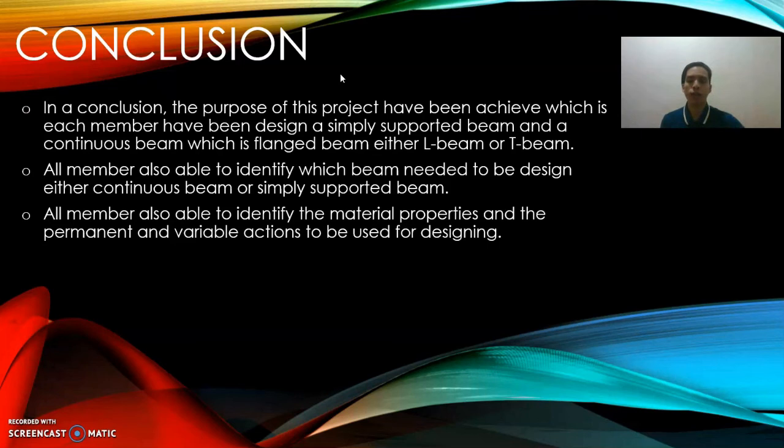CF180056. Okay, today I will continue our group project presentation, which I will be explaining about the conclusion. In conclusion, the purpose of this project has been achieved, which is each member has designed a simply supported beam and a continuous beam, which is plain beam, either L beam or T beam. Then all members are also able to identify which beam needs to be designed, either continuous beam or simply supported beam. And lastly, all members are also able to identify the material properties and the permanent and variable action to be used for designing.